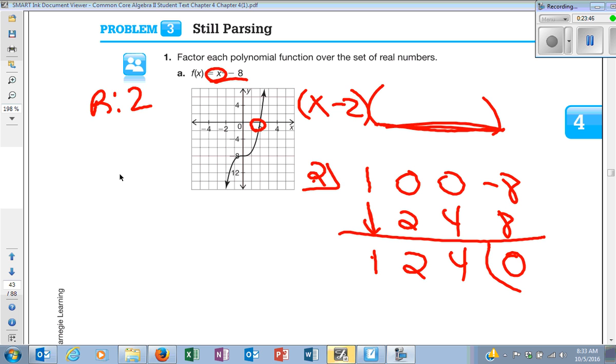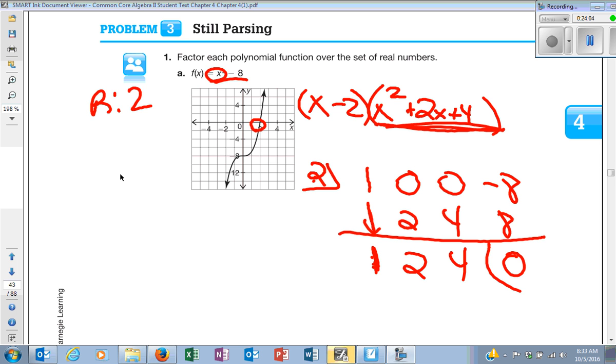What's the coefficient in front of that? A 1. What am I left with? Remember, this always starts with 1 minus that. That was x to the third. So what's this going to start with? So it's x squared plus 2x plus 4.